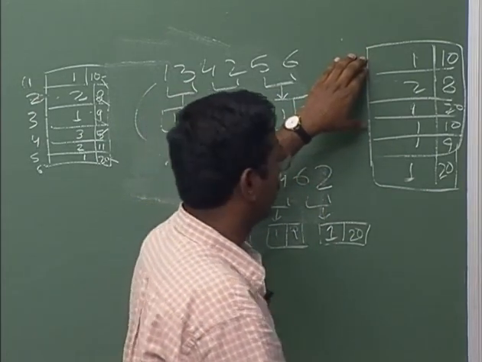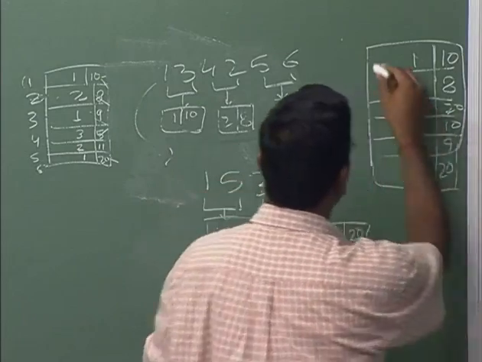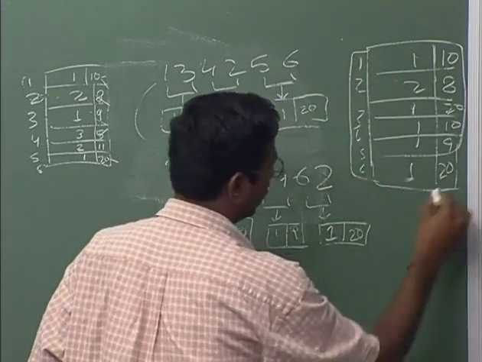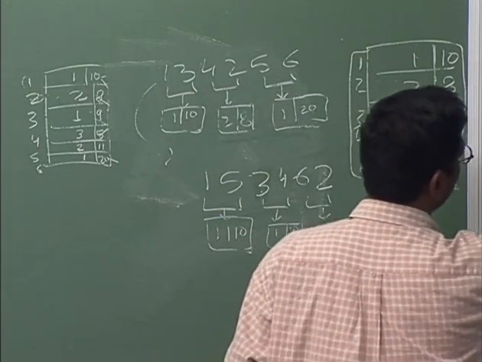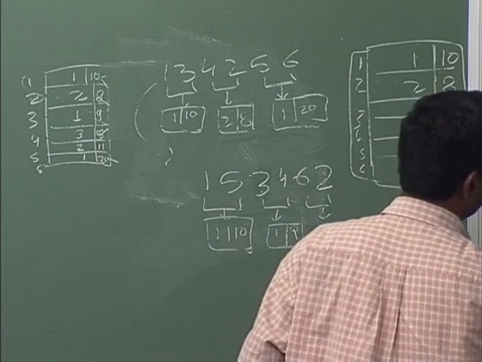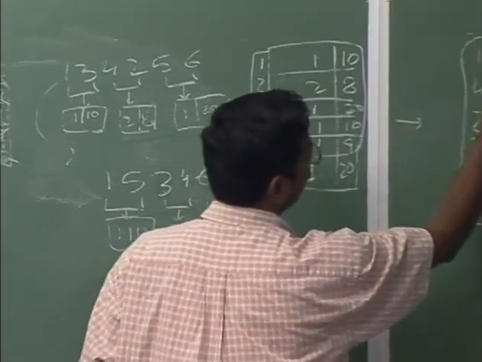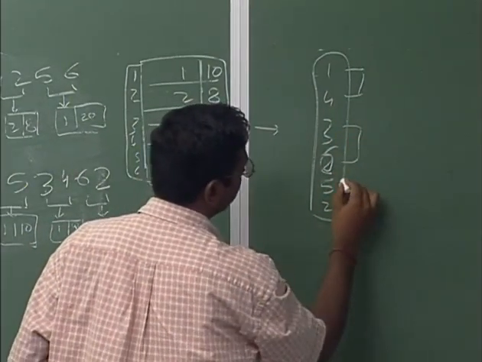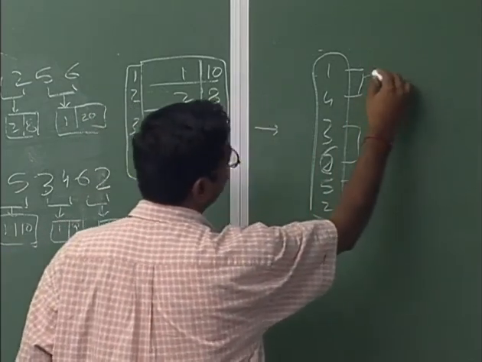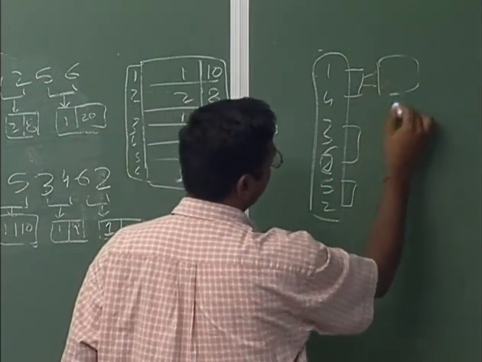No. So now let's say I again have the numbers 1, 2, 3, 4, 5, 6. I generate another string which is say 1, 4, 3, 2, 6, 5. So 1 will mate with 4, 2 will mate with 3, and so on, and this will give me 2 children.